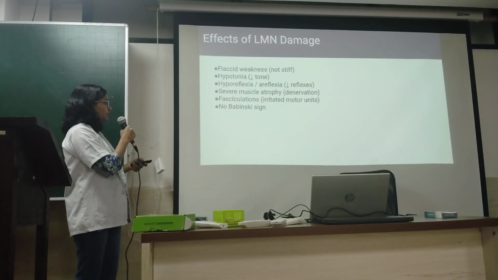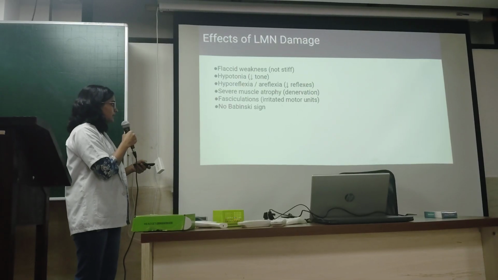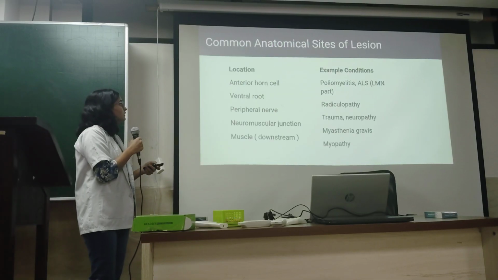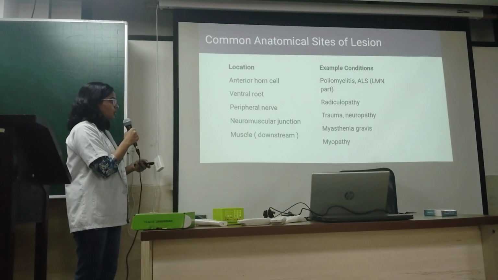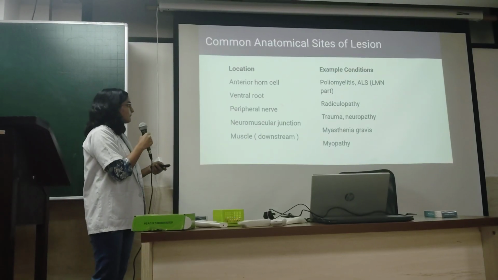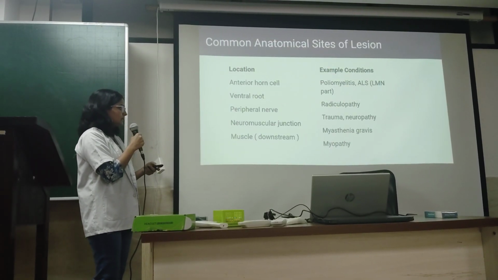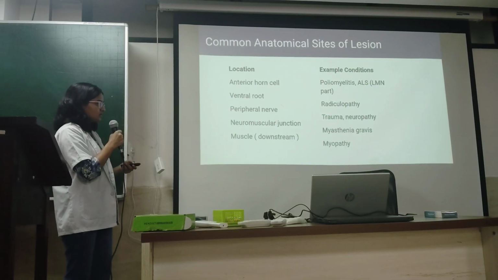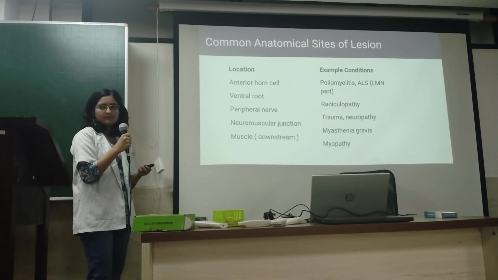Effects of lower motor neuron damage: flaccid weakness, hypotonia, hyporeflexia, severe muscle atrophy, fasciculations, and no Babinski sign. Common anatomical sites of lesion: anterior horn cell, poliomyelitis; ventral root, radiculopathy; peripheral nerve, trauma and neuropathy; neuromuscular junction causes myasthenia gravis; and muscle causes myopathy.